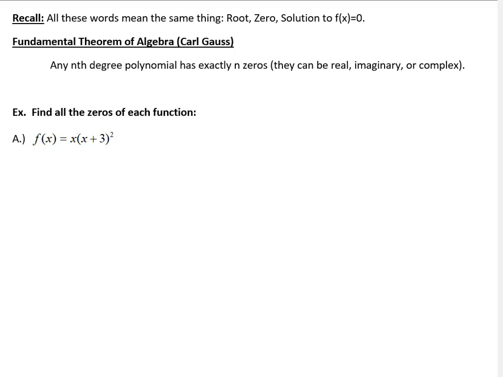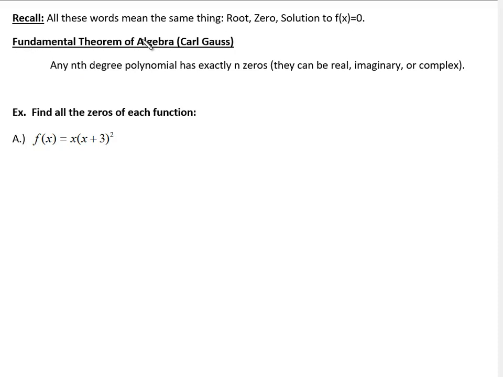So today we're going to talk more about polynomials. We're going to talk about finding the zeros of polynomials, building polynomials from the zeros, etc. So quick thing to recall, a lot of these words we're going to use mean the same thing, like roots or zeros or solutions to when our function equals 0. They're also the same as the x-intercepts. Probably should have written that.